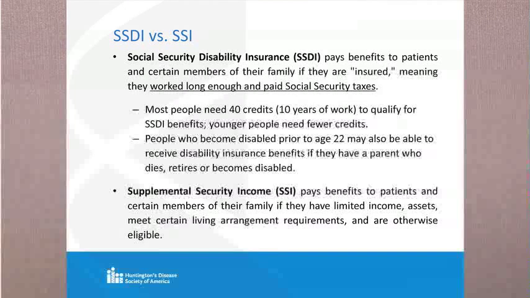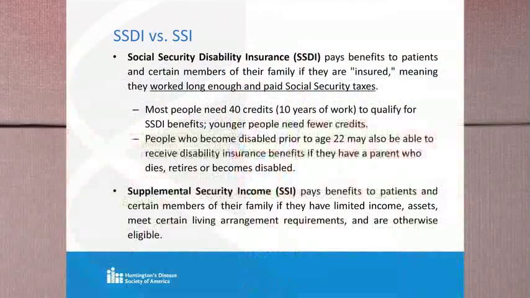People ask, what's the difference between SSDI and SSI? SSDI, the Social Security Disability Insurance, pays benefits to patients and certain members of the family if they're insured, meaning that they've worked long enough and have paid Social Security taxes. Generally speaking, people need about 40 credits or 10 years of work to qualify for SSDI benefits. Younger people may need fewer credits. People who become disabled before 22 may also be able to receive disability insurance benefits if they have a parent who dies, retires, or becomes disabled.